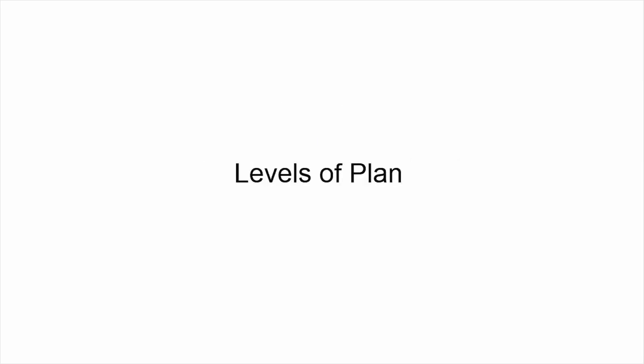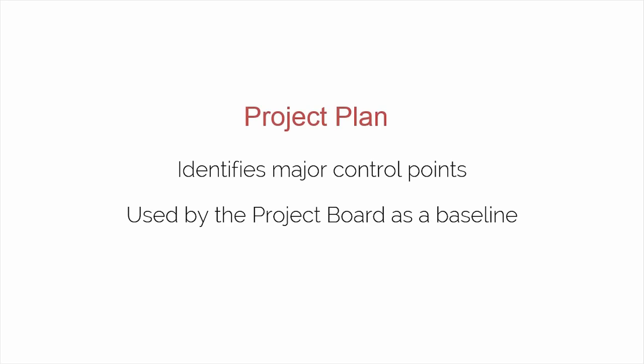The first level is the project plan. The project plan provides the business case with planned project costs and timescales, and identifies the major control points such as management stages and milestones. It's used by the project board as a baseline to monitor project progress stage by stage.